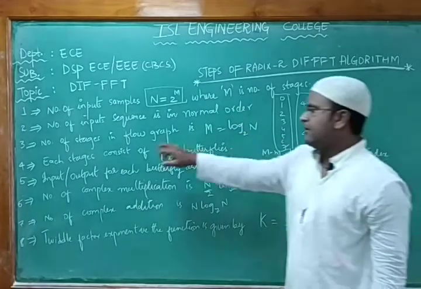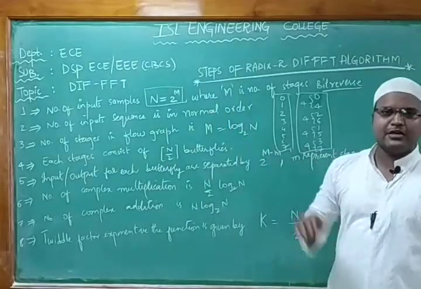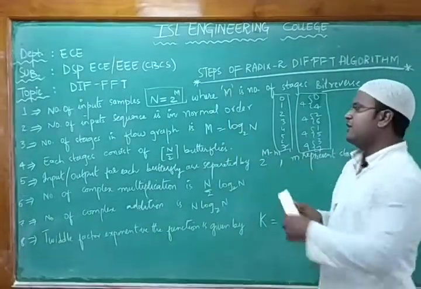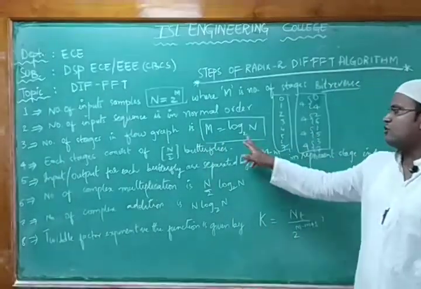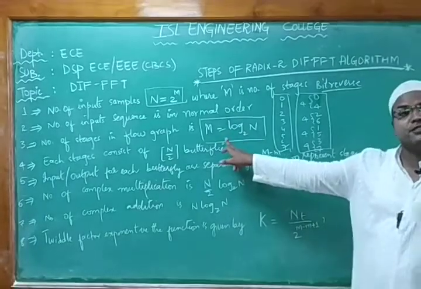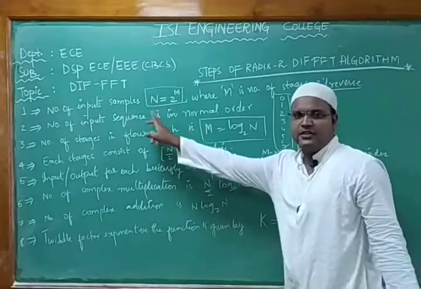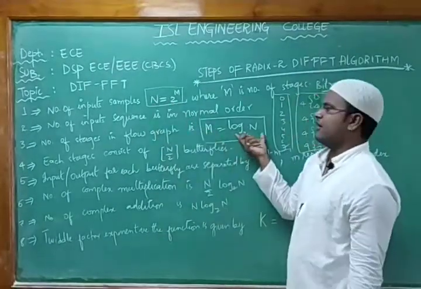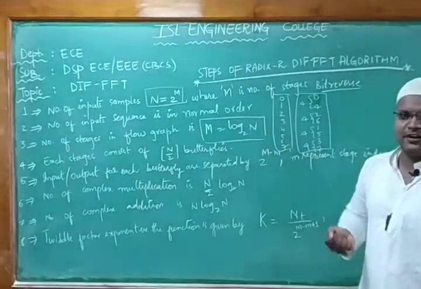Clear? Next thing, to draw the flow graph, that is the butterfly diagram, we need to take the formula. N is equal to 2 power M, where N indicates the number of samples and M indicates the number of stages. If we want to find the stages, I apply log on both sides and shift, so it becomes M is equal to log 2 of N.